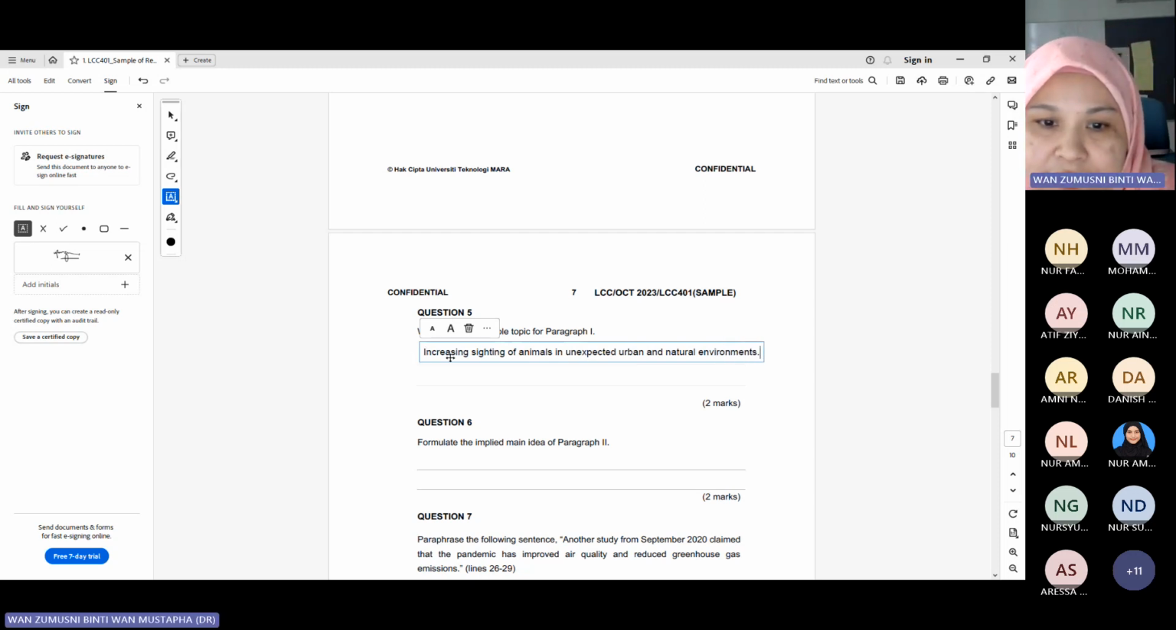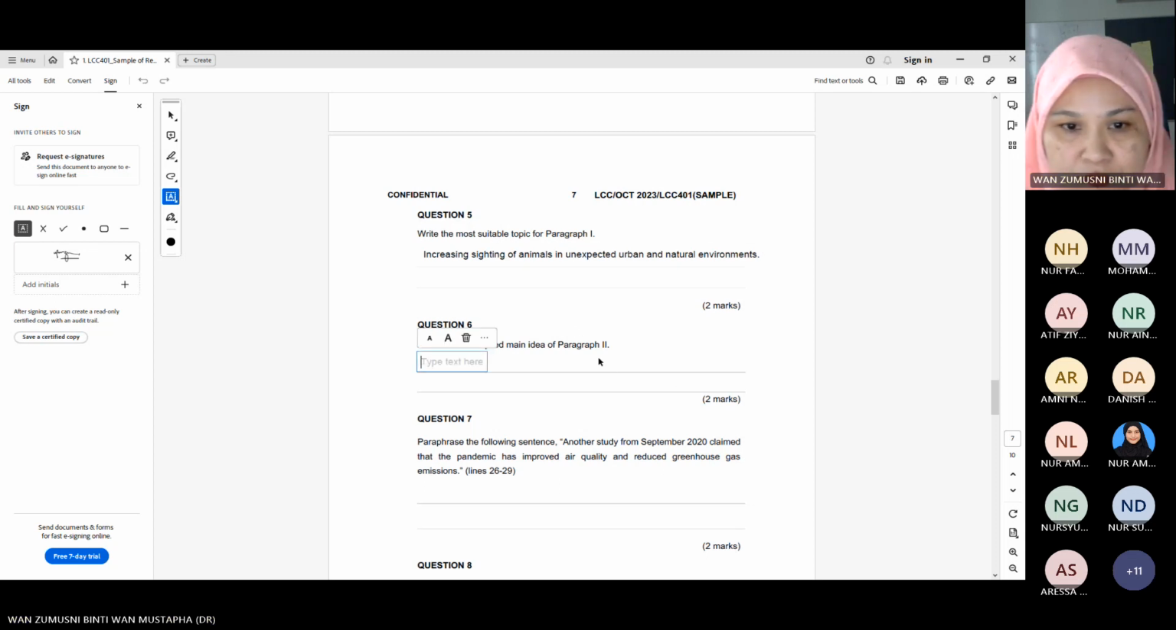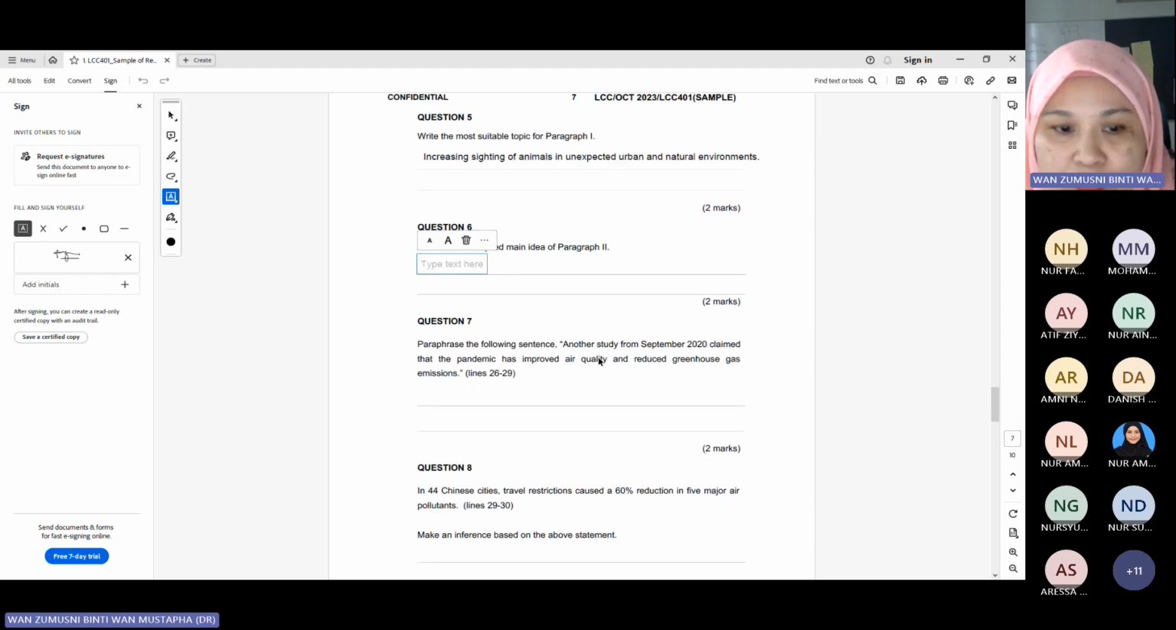Okay. So there's an increase in the sighting of animals in unexpected urban and natural environments. So that would be the formulated or the constructed main idea for paragraph 1. Okay. Now, question 6 requires you to formulate a main idea, an implied main idea, for paragraph 2.